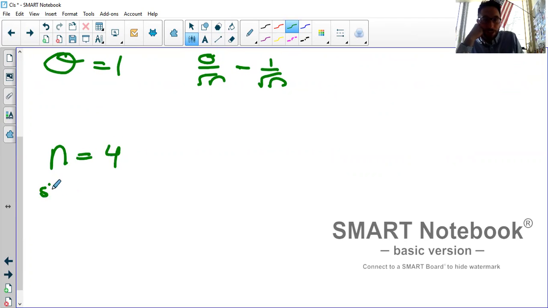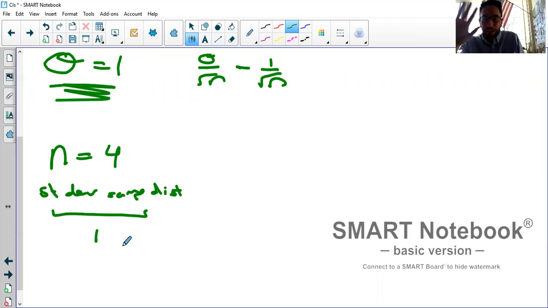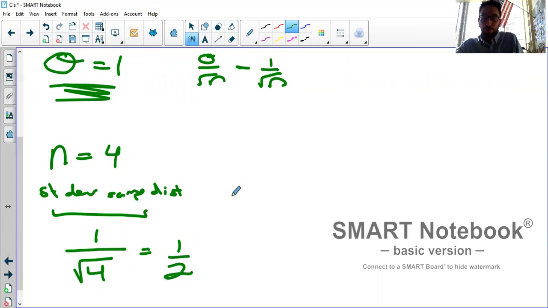If that's the case, the standard deviation of the sampling distribution, and I'm making a conscious effort to not just say standard deviation, but the standard deviation of the sampling distribution, is going to be 1, because we're pretending sigma is 1. I just picked that number for the sake of simplicity. Over the square root of 4. And so our standard deviation becomes 1/2.